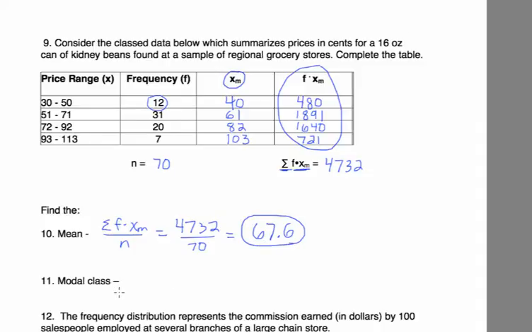The modal class. Mode means most often. So I'm looking for the class that the most cans appeared in. This class has a frequency of 31 cans in that price range. So that's my modal class.